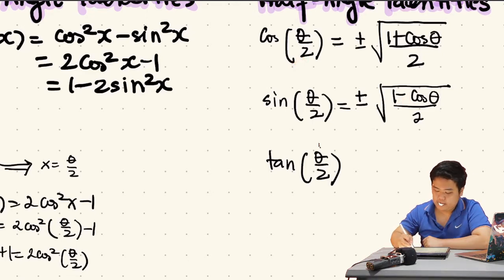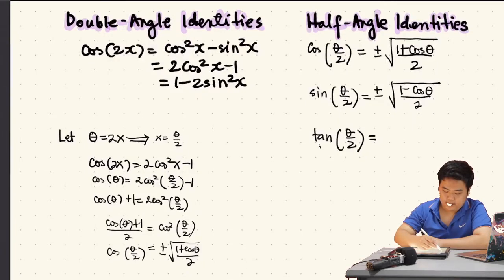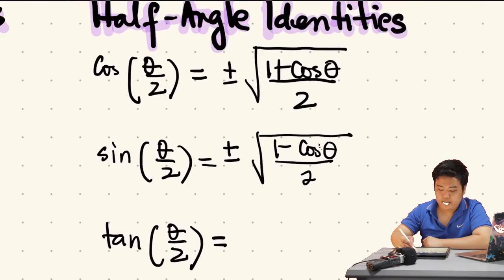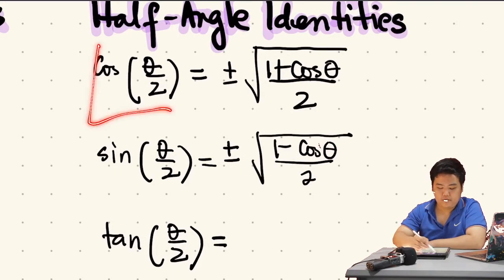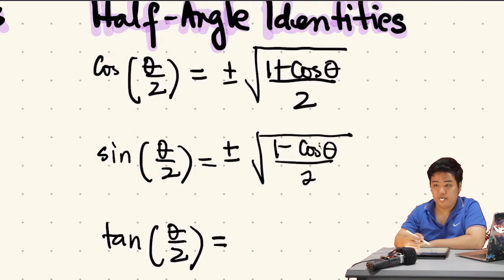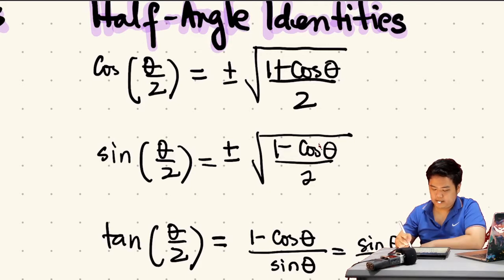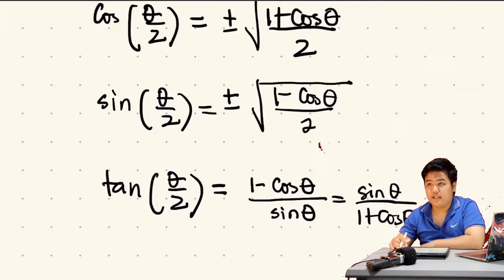At yung kay tangent, meron siyang two forms. Dalawa yung itsura niya. What you can do is, yung una, compute nyo yung cosine theta over 2, sine theta over 2. And determine the sign. And then divide sine theta over 2 by cosine theta over 2. Pwede yun. Or you can use this formula, 1 minus cosine theta over sine theta, or sine theta over 1 plus cosine theta. So, ganito ko siya tinatandaan sa tangent.